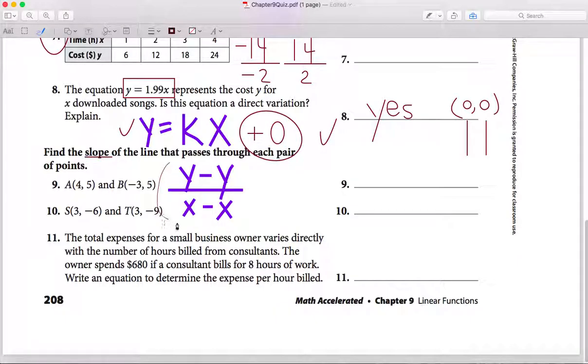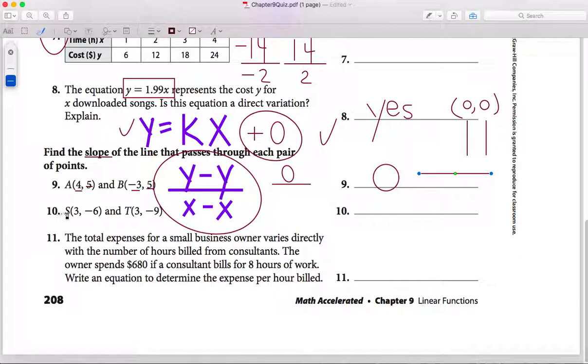Again, we're using this y minus y over x minus x. So in this one, we have 5 minus 5 for our y's, which is 0. And then our x minus x, it really doesn't matter because 0 is in the numerator. And 0 divided by anything is 0, and that's going to be a 0 slope. Notice that if we plot these 2 points on a coordinate plane, it gives us a horizontal line, which is 0 slope. So just keep that in mind.